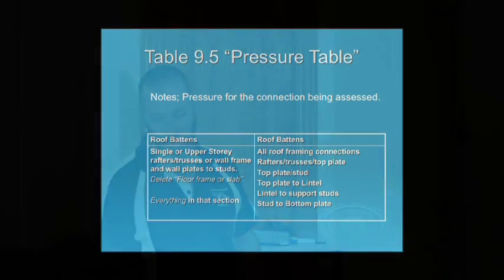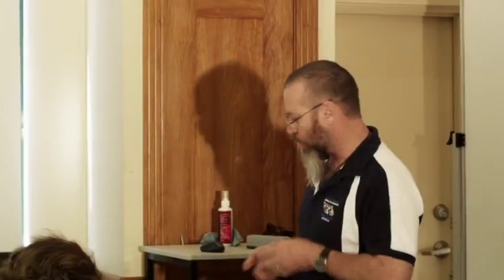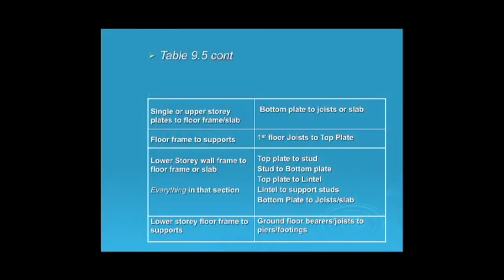Right, table 9.5. This is your go-to page, your go-to table. This is where you get your pressures from. Now, let's look at the top row, and it talks about battens, roof battens. And this is about selecting where the pressure is applied in the building. And we talk about the building in the elevation of the building. So if you look at it, we're talking about where it is in relation to the height of the building.